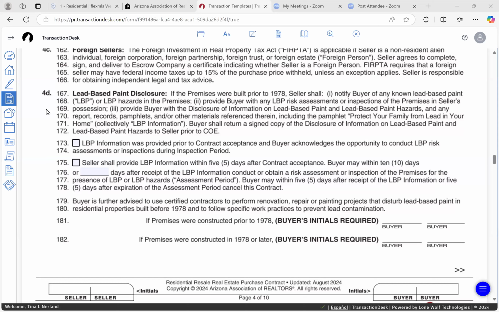Buyer is further advised to use certified contractors to perform renovations, repair, or painting projects that disturb lead-based paint in residential properties built before 1978 and to follow specific work practices to prevent lead contamination. If it was built before 1978, your buyer initials line 181. If it was built after, they initial line 182.